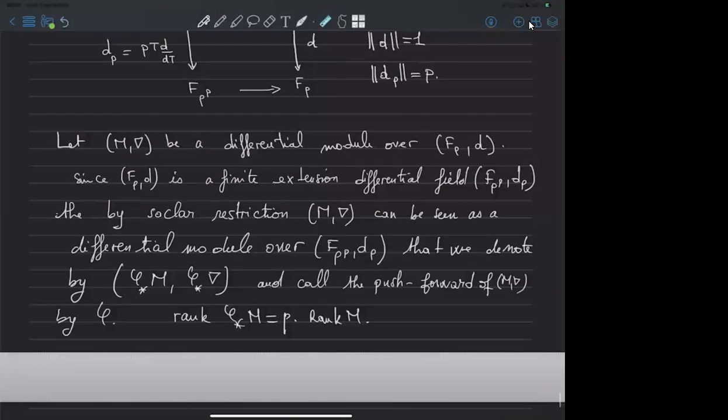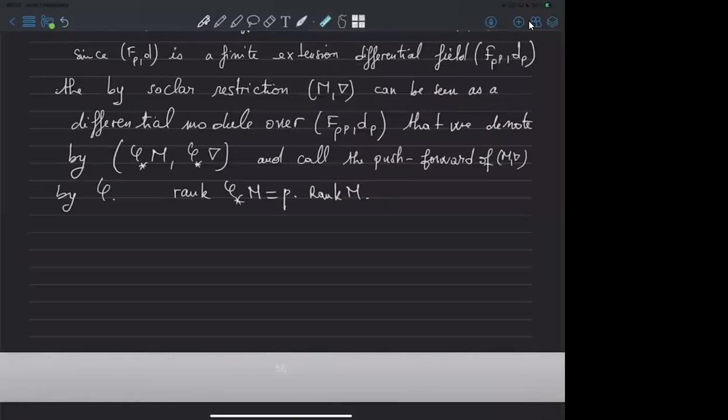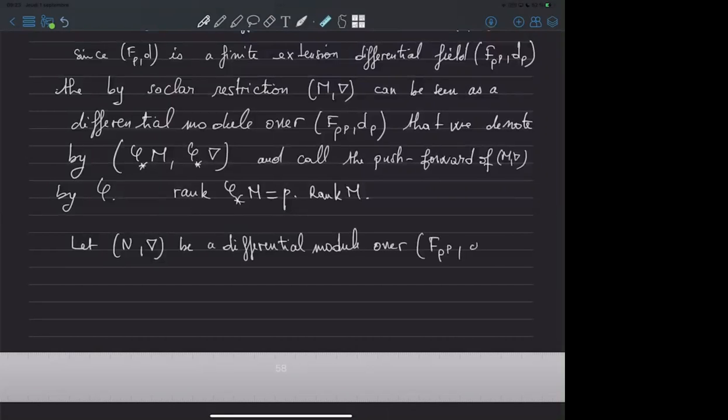And there is another point. If we have this example, we saw it before. It's just that we extend the scalar. For that, we don't need a finite extension. In that case, we should choose this one.